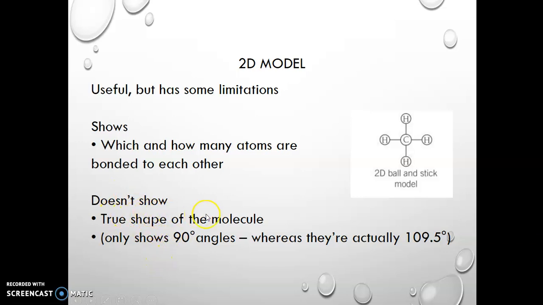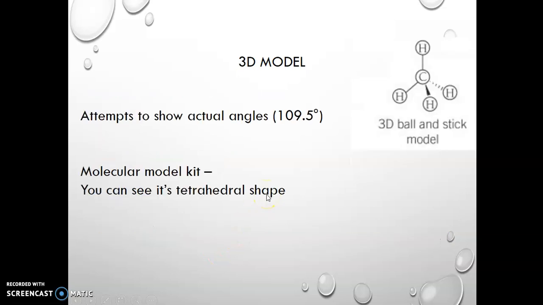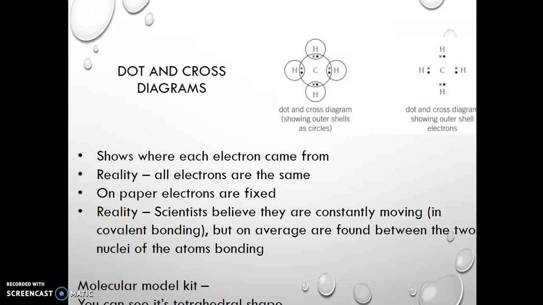So the limitations of a 2D ball and stick model is that it doesn't show you the true shape of the molecule, and the angles are always 90 degrees between bonds. In a 3D model, it does try and show you the actual angles, and it does try and give you some idea of the shape of the molecules. Okay, in terms of a dot and cross diagram, it gives you an idea of where each electron has come from. So in this one you can see there are 4 dots. So those must be the carbon electrons because it has 4 in its outer shell. There are also 4 crosses, but they will have come from the hydrogen atoms.